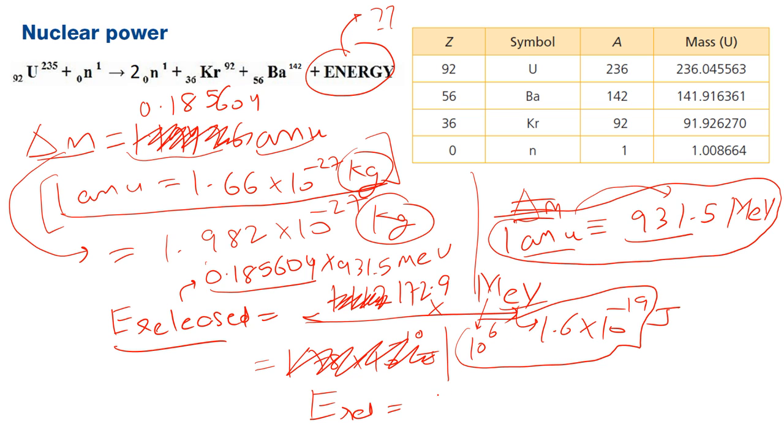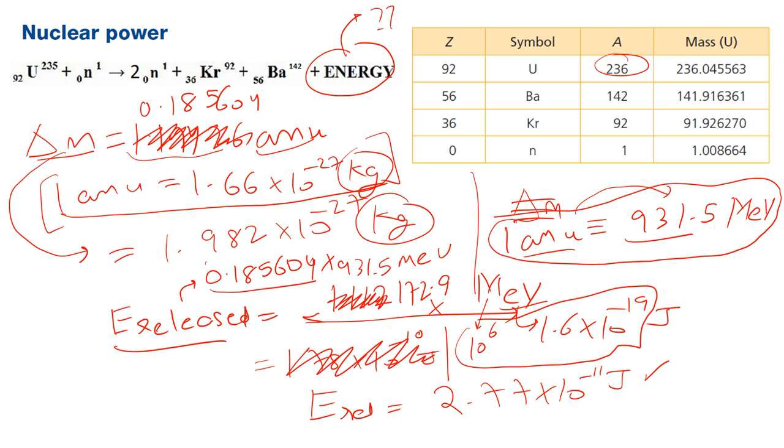For 2.77 into 10 power minus 11. Perfect. This is indeed correct. So the whole concept is, this is the correct value. 172.9 is the energy released during one nuclear fission reaction of uranium. So this is a very good thing. In the exams, we have to check whether the mass given is for uranium 236 or 235, because sometimes they do give the mass of 235.